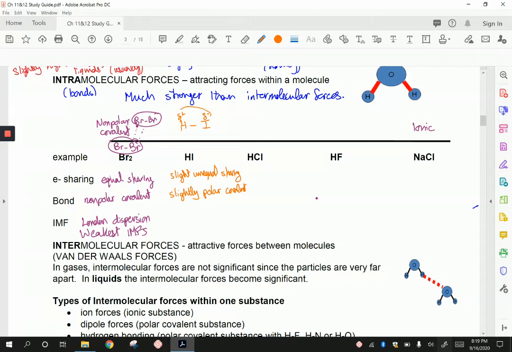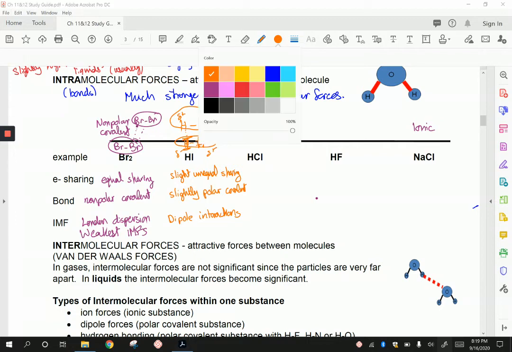And if I have an HI here and another HI here, remember, oh sorry, let's make this the H and this the iodine here. So since this is partially negative and this is partially positive, I have an attraction between the positive end of one molecule and the negative end of the other and vice versa. We call these dipole interactions. And they are definitely stronger than these London dispersion forces. Let's look at HCl next.